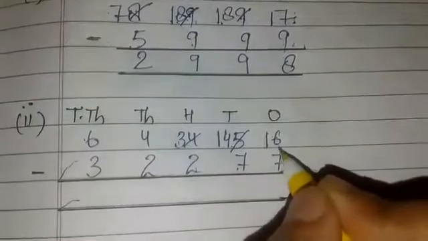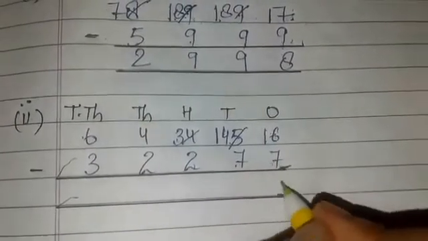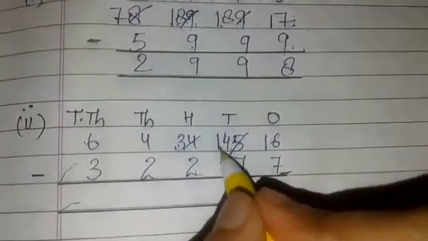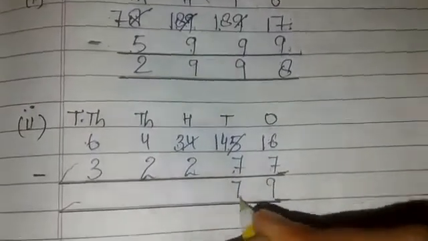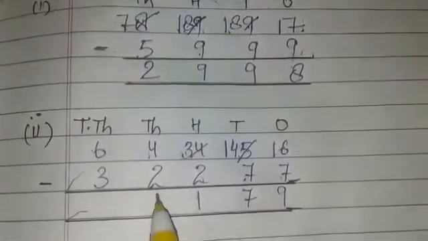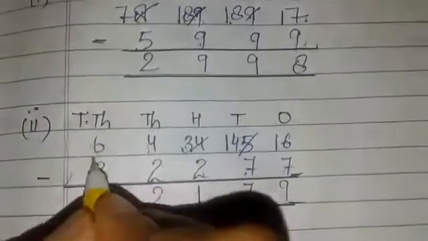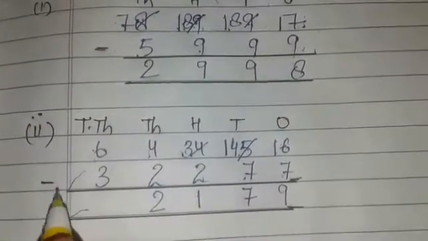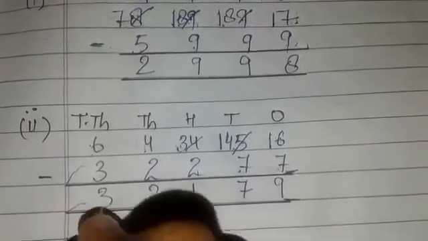Now let's subtract. 16 minus 7 equals 9. 14 minus 7 equals 7. 3 minus 2 equals 1. 4 minus 2 equals 2. And 6 minus 3 equals 3.